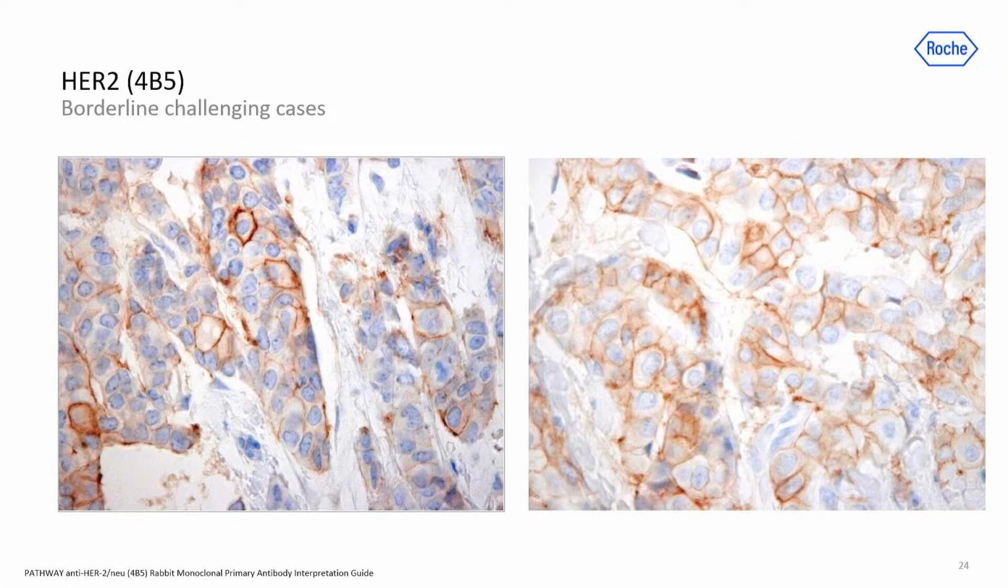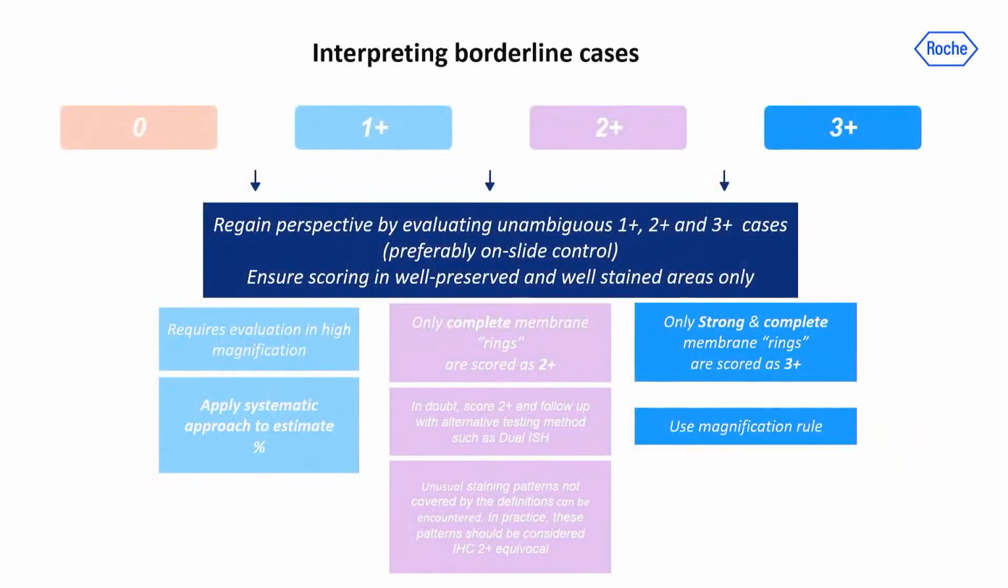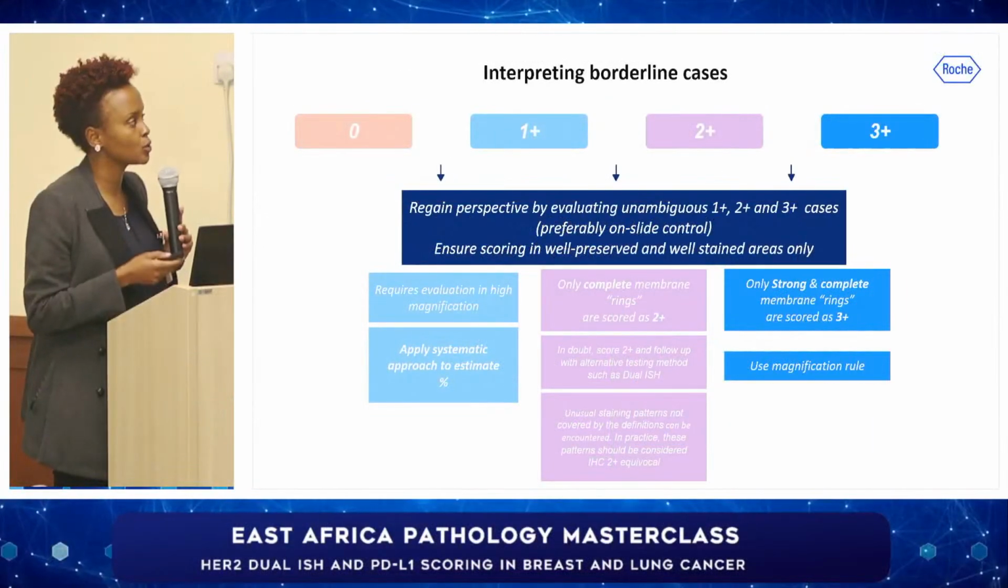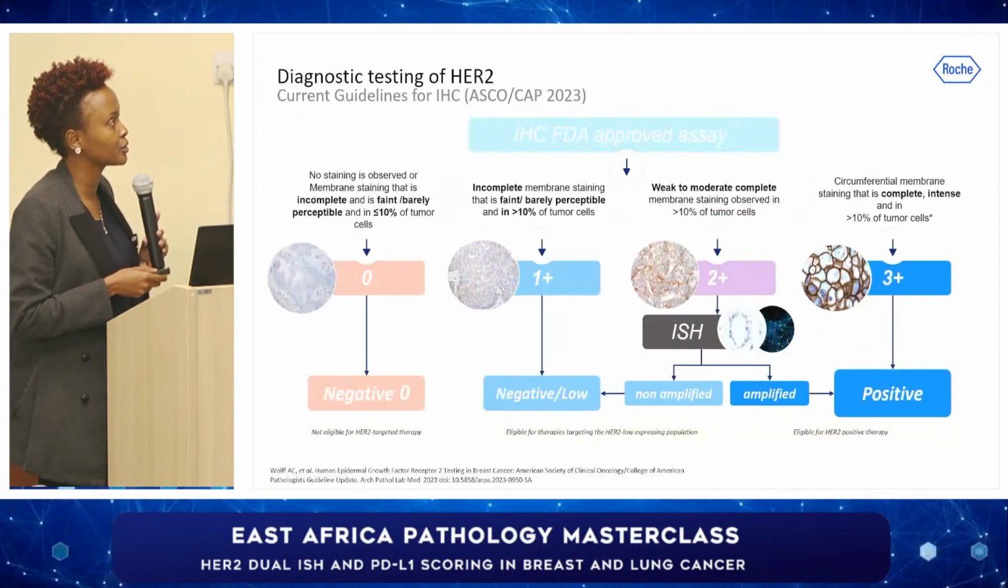Now, for the second case, again, back to the algorithm, we do have staining. It is membranous. It is complete. Yeah, it's weak to moderate in more than 10%, and so this would be your classic equivocal case, okay? So all that just to stress that should you encounter a borderline case, always go back to that particular algorithm.